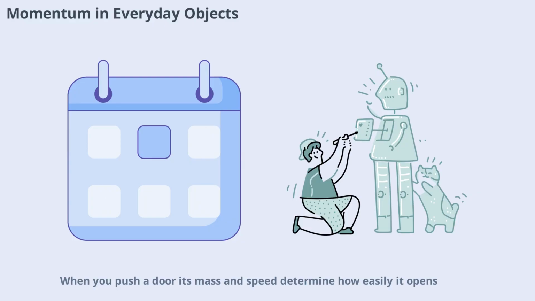When you push a door, its mass and speed determine how easily it opens. Swings use momentum to keep moving back and forth. These everyday examples make the concept of momentum easy to relate to.